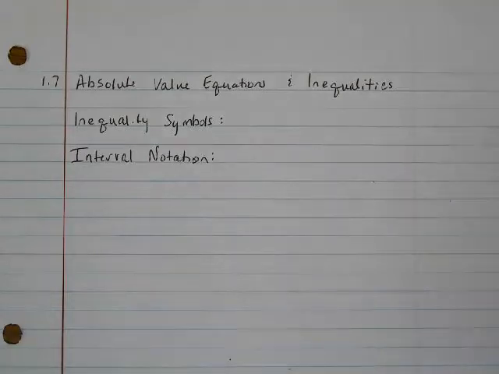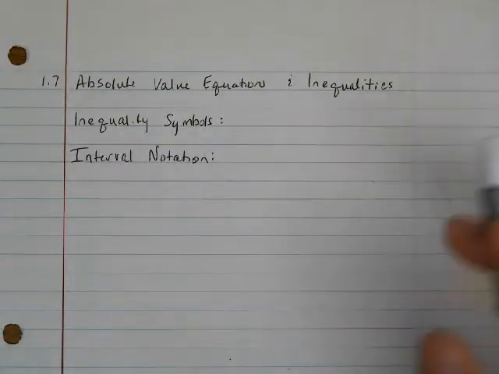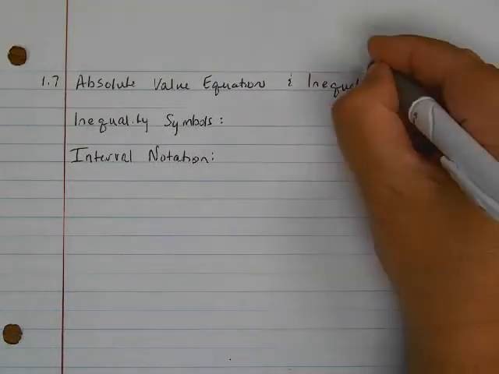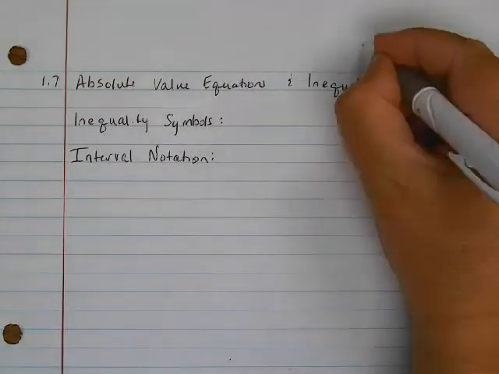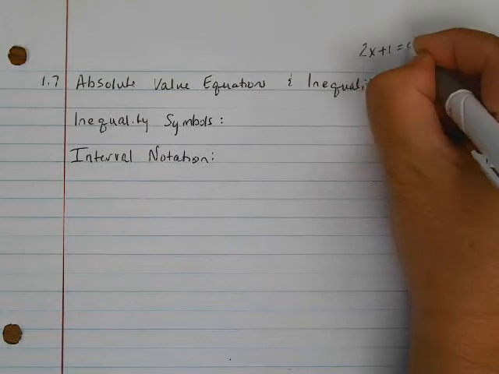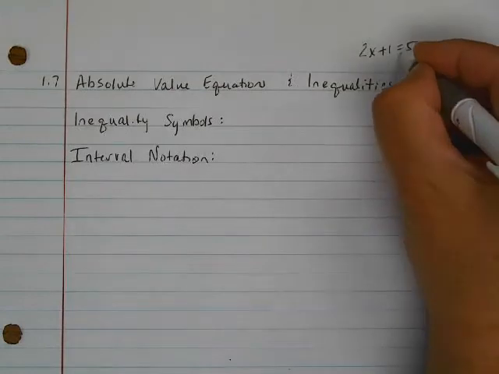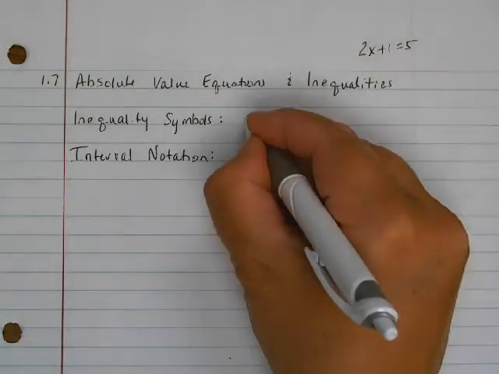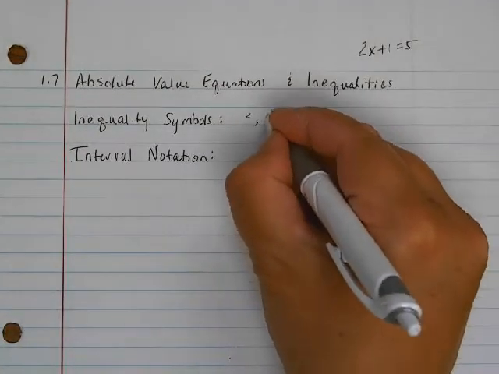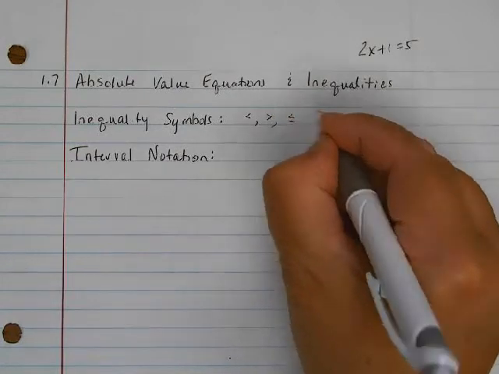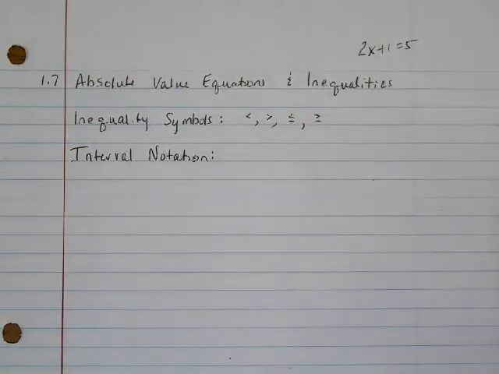All right, we're going to talk about absolute value equations and inequalities. So I just want to remind you, if you had something like 2x plus 1 equals 5, that would be an equation because it has an equal sign. Something where you replace the equal sign with something that looks like this, less than, greater than, less than or equal to, or greater than or equal to, those are called inequalities. And you've worked with them some in the past.